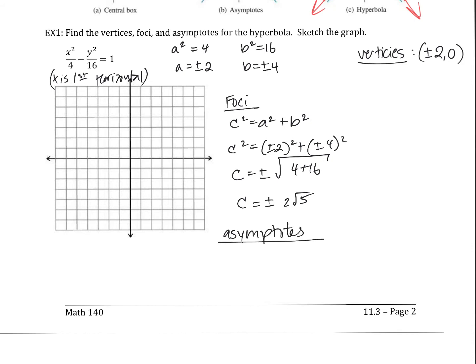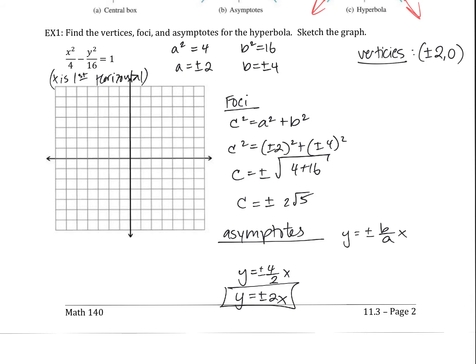The asymptotes for our equation, since we're going along the horizontal axis, we use y equals plus or minus b divided by a, times x. So that means y is going to equal plus or minus 4 divided by 2, x, and then we can simplify that to y equals plus or minus 2x. Alrighty, so there we go.